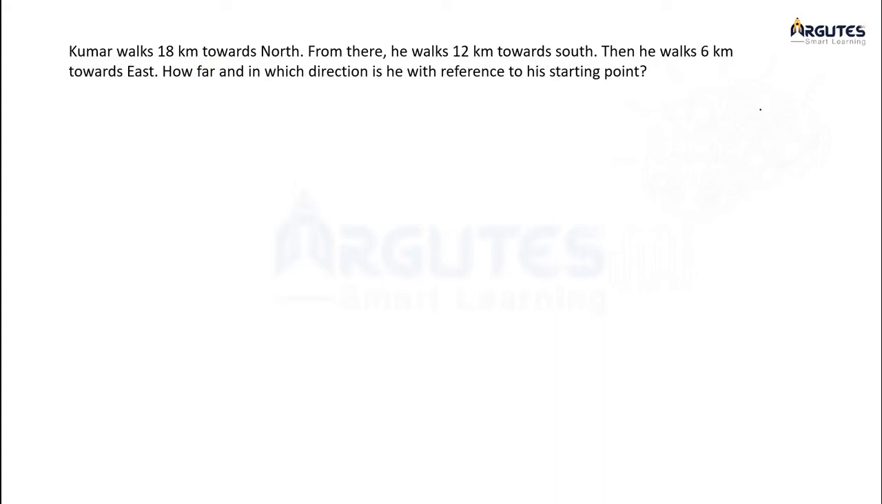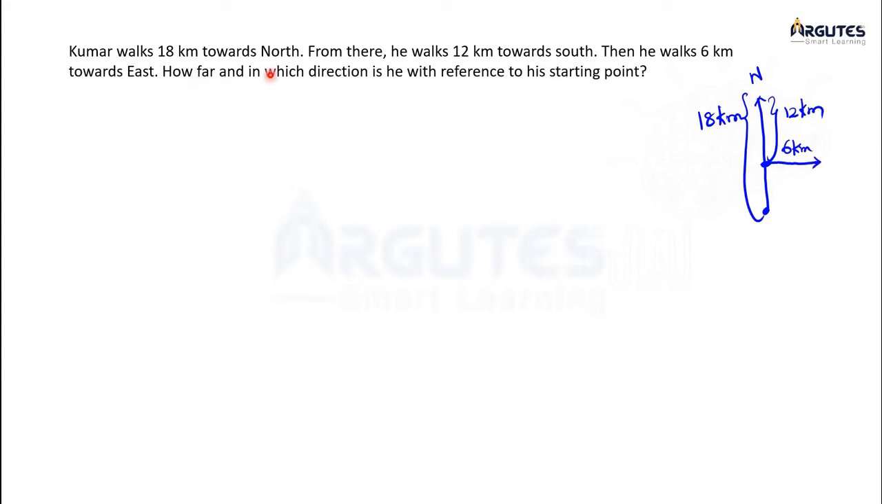So towards north, this is your origin point. Towards north it is 18 km. He walks 12 km towards south. So 12 km towards south. Now he is standing here. Correct. Now then he walks 6 kilometers towards east. So this is always your east. So he walks 6 kilometers in this direction, east direction.